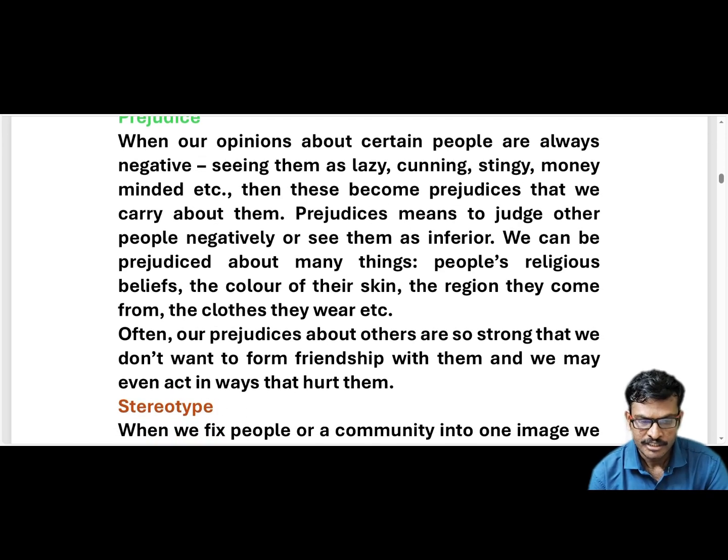And here, stereotype. What is stereotype? We are going to discuss. When we fix people or a community into one image, it is called stereotype. It stops us from looking at each person as unique, with their own special qualities and skills that are different from others. Everyone has different qualities and abilities.